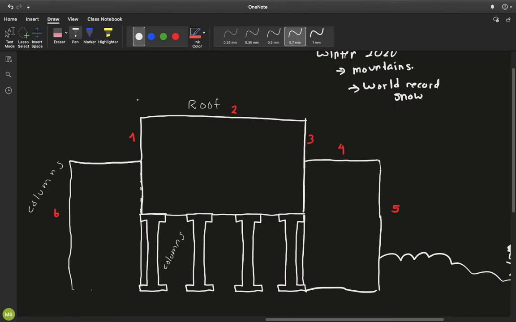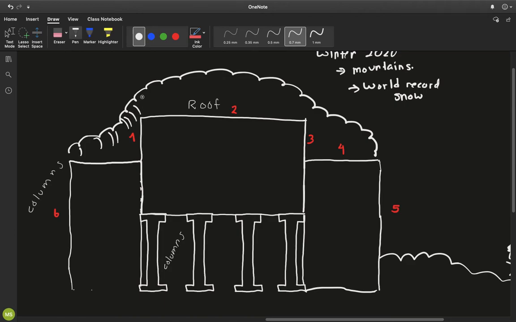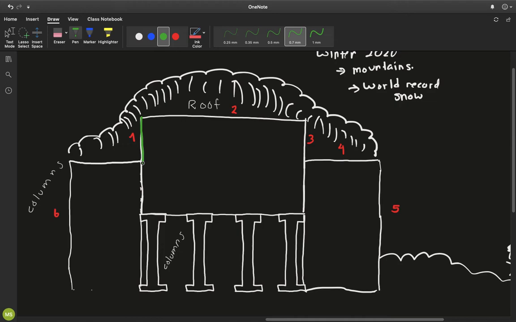All of the snow is gonna pile up on top of this building, correct? So now you have to consider, how is this building gonna hold all of the snow in the winter of 2020? So here's how engineers think. We design our beams and columns to take up a lot of load. So what does that mean?